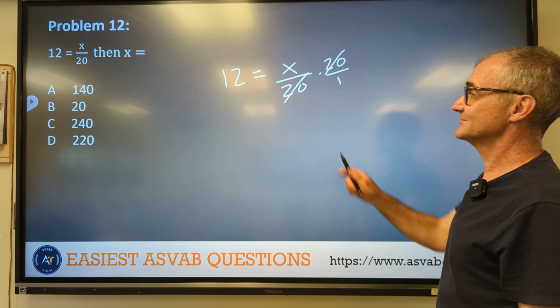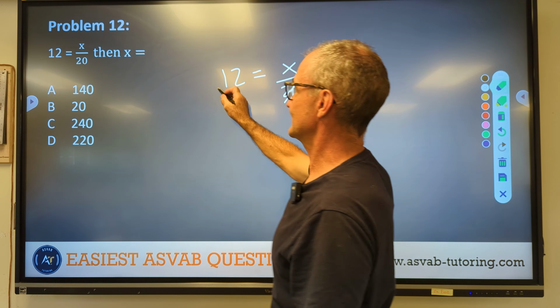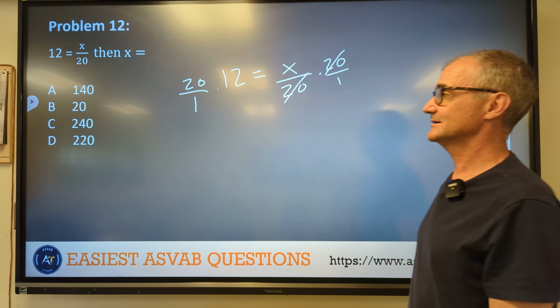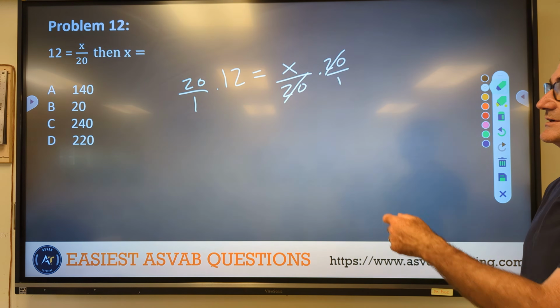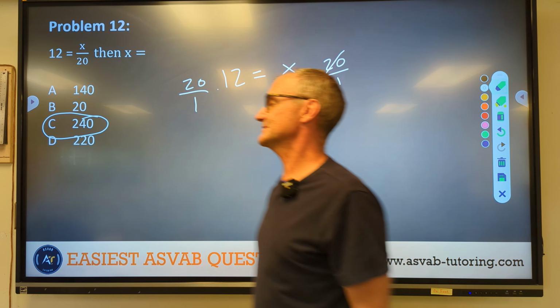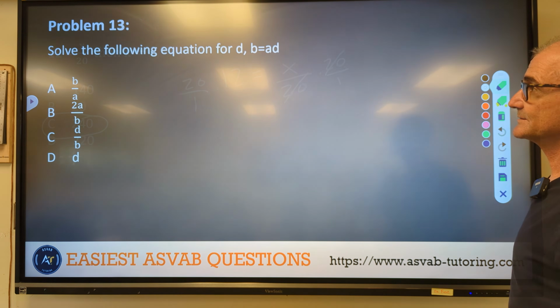That's what I wanted. If I do that to the right side, I also have to do it to the left side. So I multiply 12 by 20. 2 times 12 is 24, plus that 0, 240. Correct answer, answer C right there.